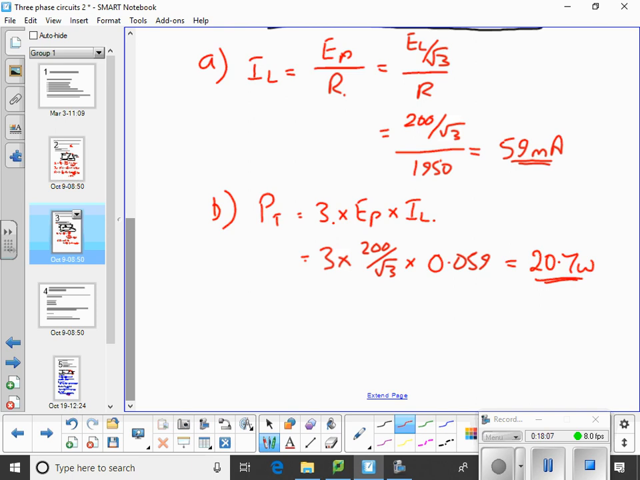Equally, you could have done I squared times the resistance. So square the current you calculated, and you should still get the same answer. That would give you the power for each one, and then you multiply it by 3 to get the total. So you do the phase current squared, which you calculated is 59 milliamps, and multiply that by the resistance. You remember, there's always three different ways you can get power: V times I, I squared R, V squared over R.